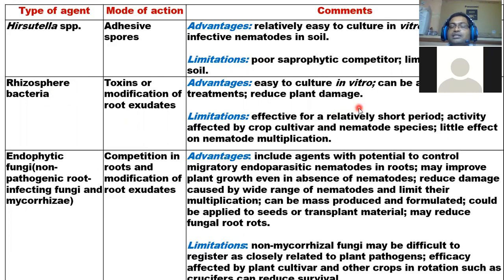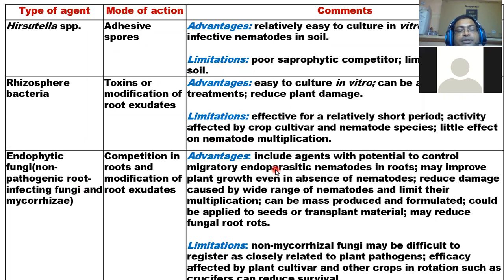You can use them as a dipping, right? Heat treatment is possible, but the limitation is the short period of effectiveness. And another one is the endophytic fungi. Certain fungi groups we call endophytic fungi groups are there.